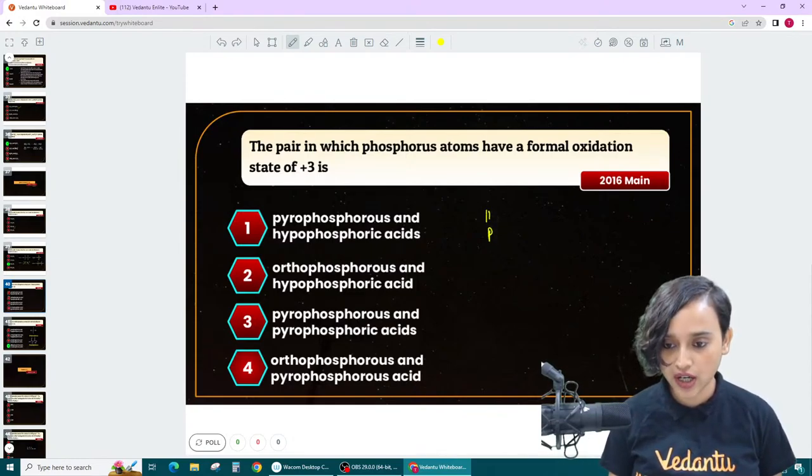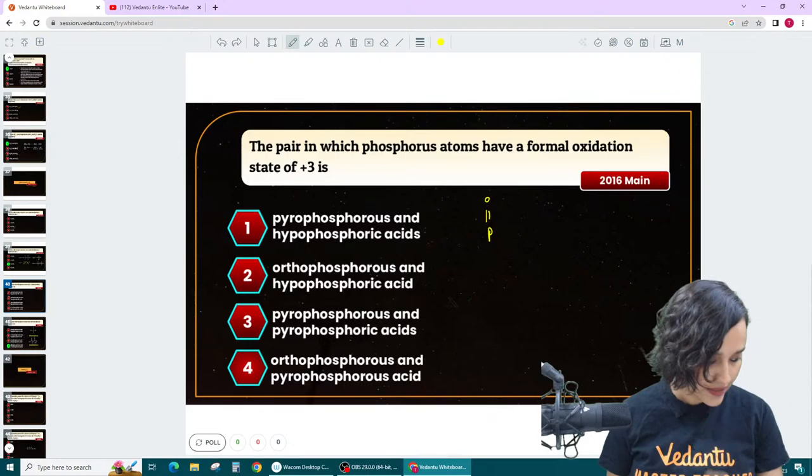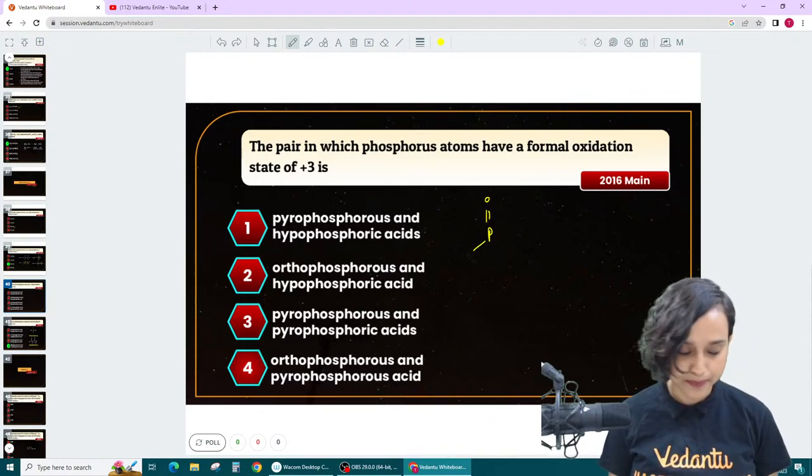Chalo, let's draw the structure here. Okay, orthophosphorus, right? P double bond O here.